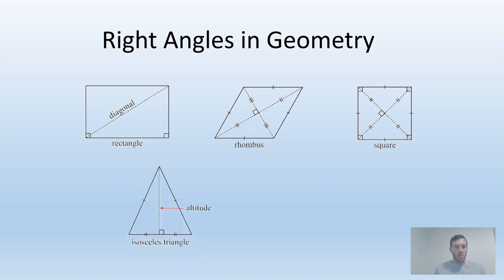An isosceles triangle has two sides the same length. The altitude, or if you draw a dotted line up the middle, would form right angles with the base. An equilateral triangle has all sides of the same length. Again, the altitude of the triangle bisects the base at right angles.